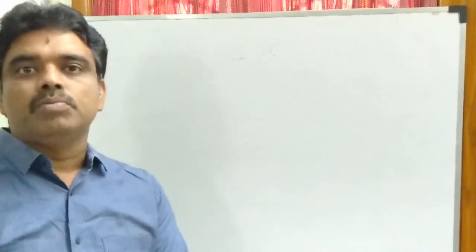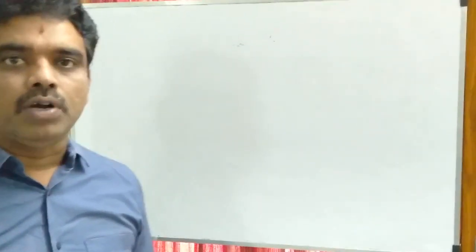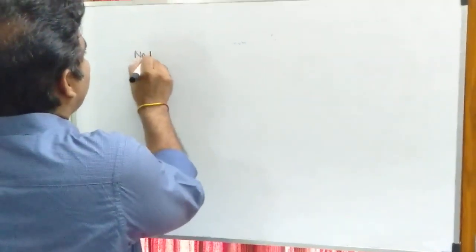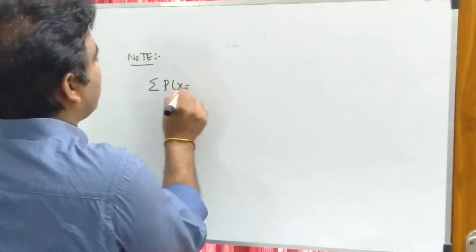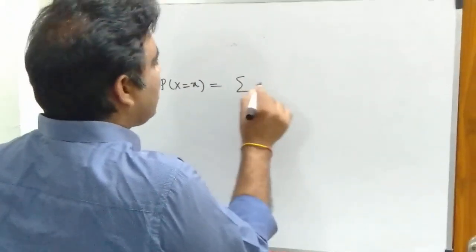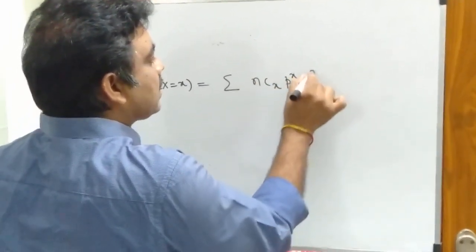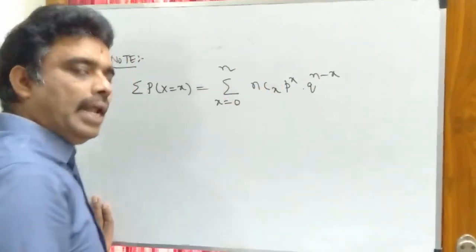In binomial distribution also we can show that the sum of all probabilities is equal to 1. So I can show that: the sum of all probabilities is equal to the summation over x of the probability of x, where the PDF is P(x) = nCx p^x q^(n-x), where x varies from 0 to n.